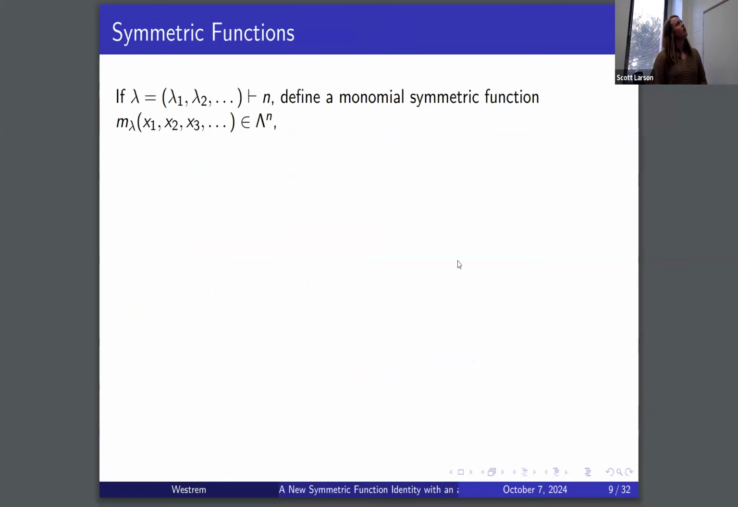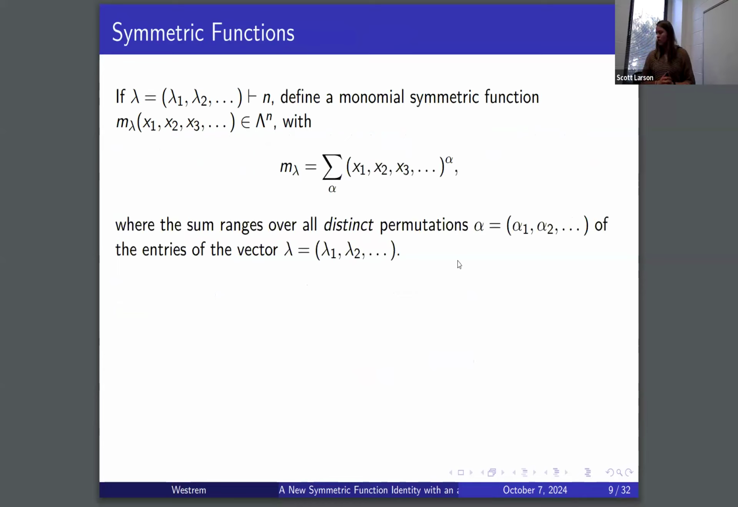So we come back, lambda is a partition of n, and we have a few different symmetric functions that we're going to use. Monomial will be the first one, m sub lambda, and it's defined in this way. Essentially we're summing over distinct permutations alpha of the partition lambda of n, and we have an infinite number of variables, x1, x2, etc. But all you need to know is kind of how they work.